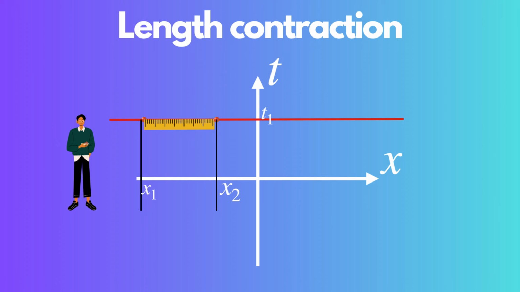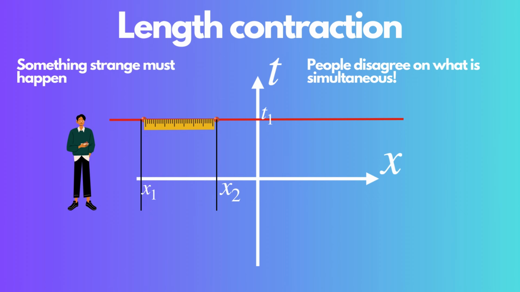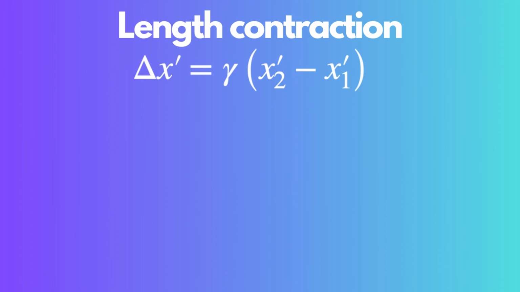A moment's thought reveals that something funny is going to happen in special relativity. If people disagree about which events are simultaneous, and simultaneity is so deeply ingrained into our conception of length, how can we possibly expect everyone to agree on length? Clearly we shouldn't. But let's now see this explicitly in a similar way to how we discovered time dilation. Consider the length between t, x2 and t, x1. What's the difference in x prime coordinates between these events?